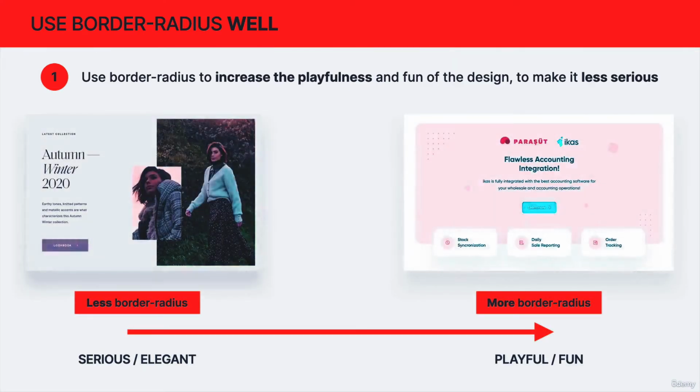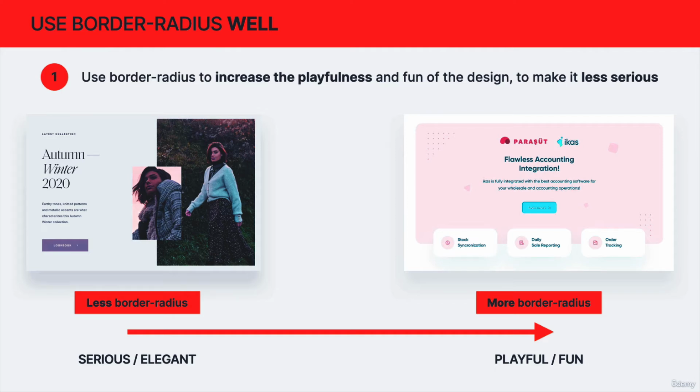So here is what I just said. So the less border radius we have, the more serious or elegant a design can be perceived. On the other hand, if we add a lot of border radius to our elements, then that design will automatically look more playful and more fun. And so I think that you can agree with the fact that this design on the right side looks a lot more playful and a lot less serious than the one on the left side.